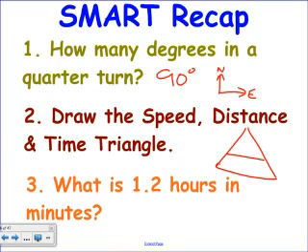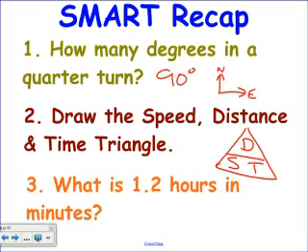Speed. Might be time. I'm with you, Chris. Distance. Because distance is speed times time. You need to remember that, or you will get your speed, distance, time calculations very, very wrong. Okay? So remember that. And how do we use it?